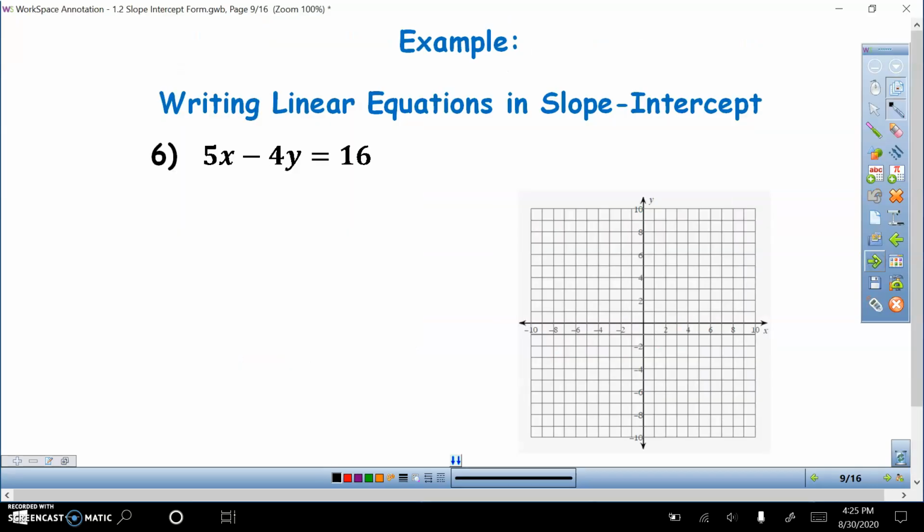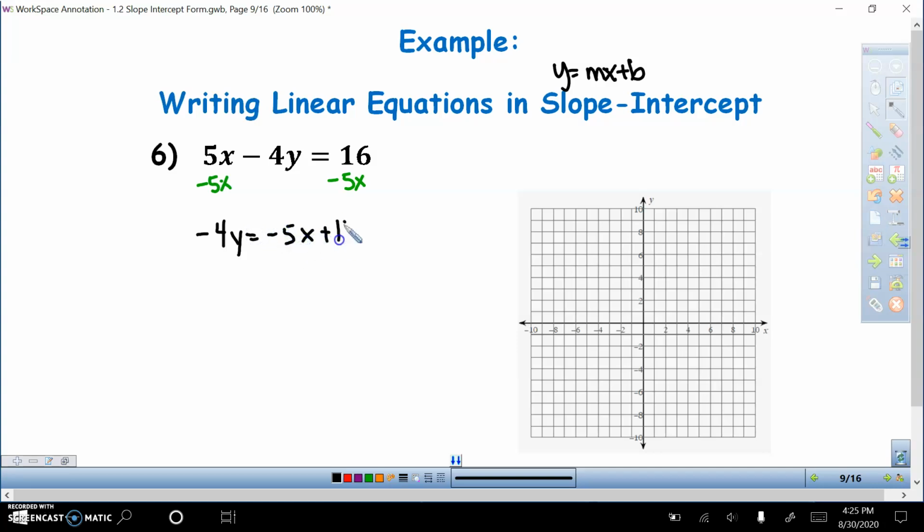All right, writing linear equations in slope-intercept form. Now, it is already a linear equation. It's actually in standard form. We'll get to that in our next lesson. But first, we need to get it into our lovely y equals mx plus b. So I'm going to go ahead and isolate y. So I'm going to subtract the x term from both sides. But my goal is to make it look like mx plus b. So when I rewrite the next line, I'll have -4y equals -5x plus 16. That way my x term is coming first. Divide both sides by -4.